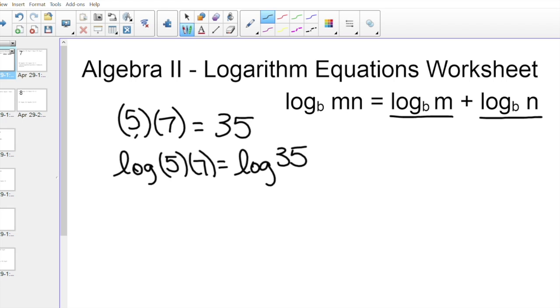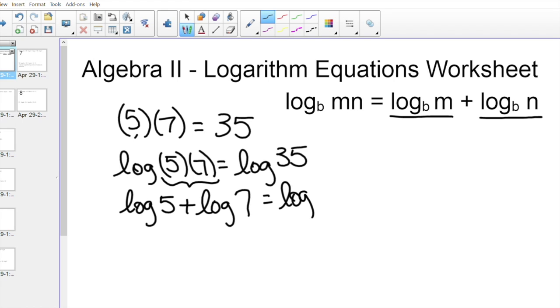Now, here's where we want to begin. Mr. Napier said, if you're taking the logarithm of a product, you would say the log of the first number, 5, plus the log of the second number, 7, would equal the log of 35.